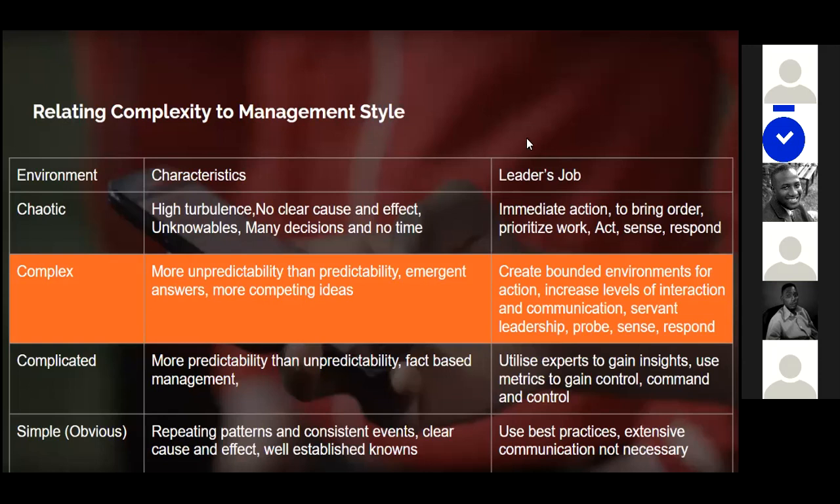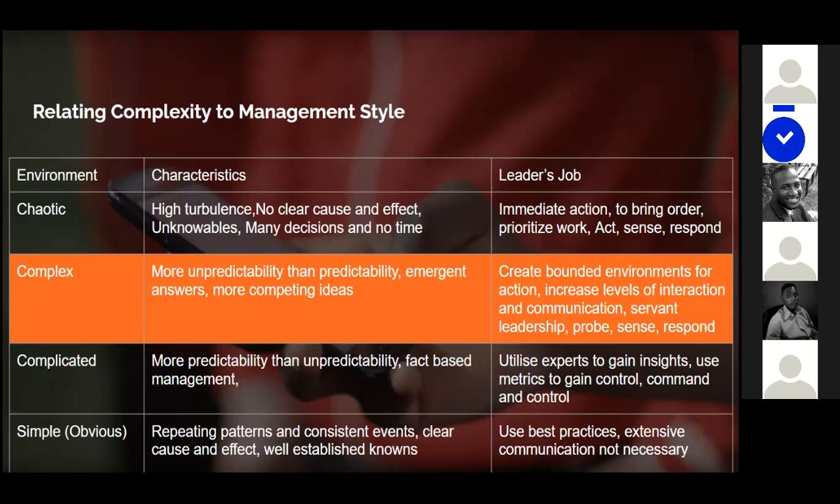And now we can relate it to management style. The characteristics of a chaotic situation are high turbulence and no clear cause and effect. In fact, that's why till now, nobody knows the solution to COVID. We are just trying to come up with a vaccine, and even the vaccine cannot cure COVID. It can only make someone asymptomatic. So there's no clear cause and effect, unknowables, many decisions and no time. You have to take a decision. A good example of a chaotic situation that comes to my mind again is a plane crash.